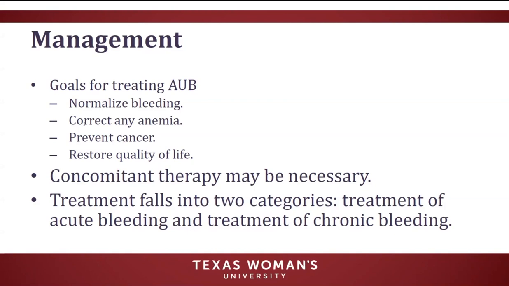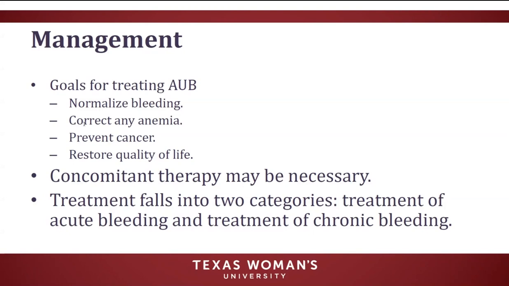Obviously, a treatment goal is you want to prevent cancer. So like we talked about, that hyperplasia. And then last but certainly not least, we want to restore that quality of life. So no one wants to be bleeding more days of the month than they're not. Let me back up. Abnormal uterine bleeding is not always associated with dysmenorrhea or pelvic pain with menstruation. Often it is, but it is not always.